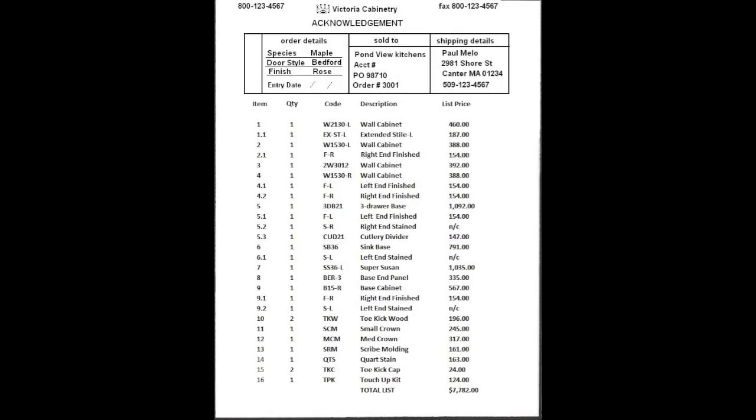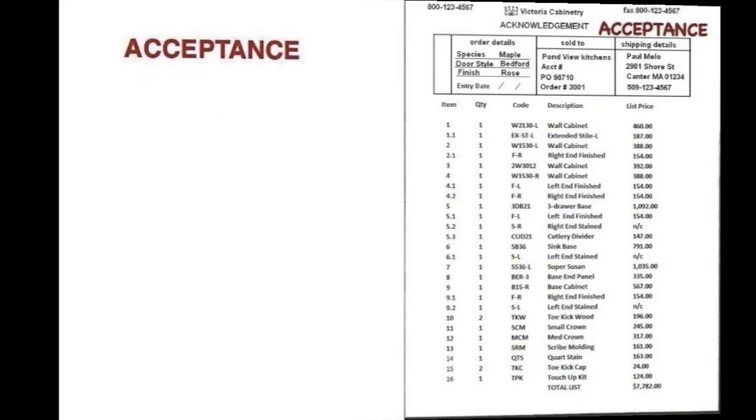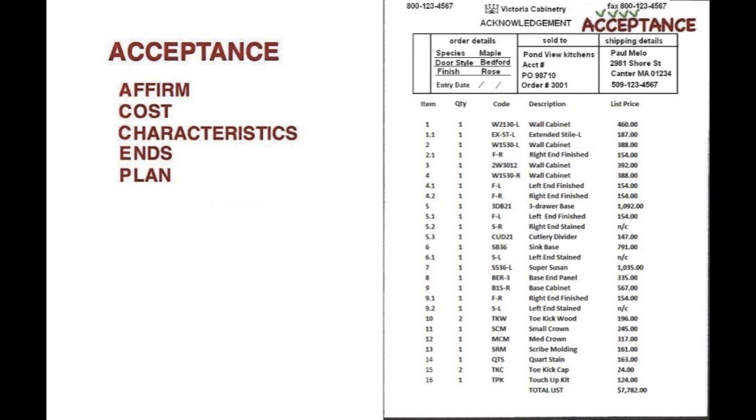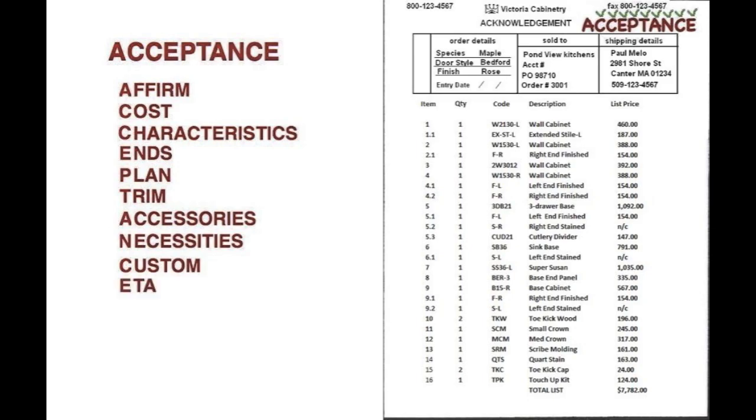On the first page of your acknowledgement copy, write the word acceptance. This word is used as our reminder to affirm cost, characteristics, finished ends, planned items, trim, accessories, necessities, custom modifications, and ETA, or anything to do with shipping.